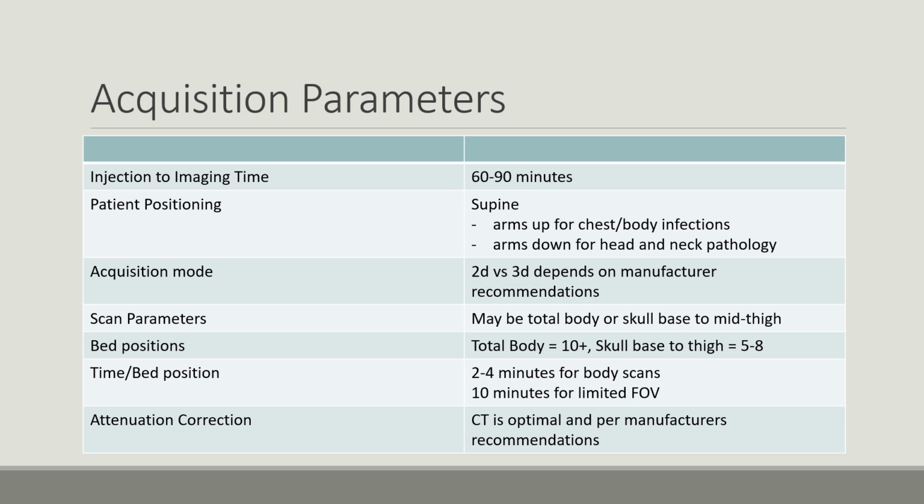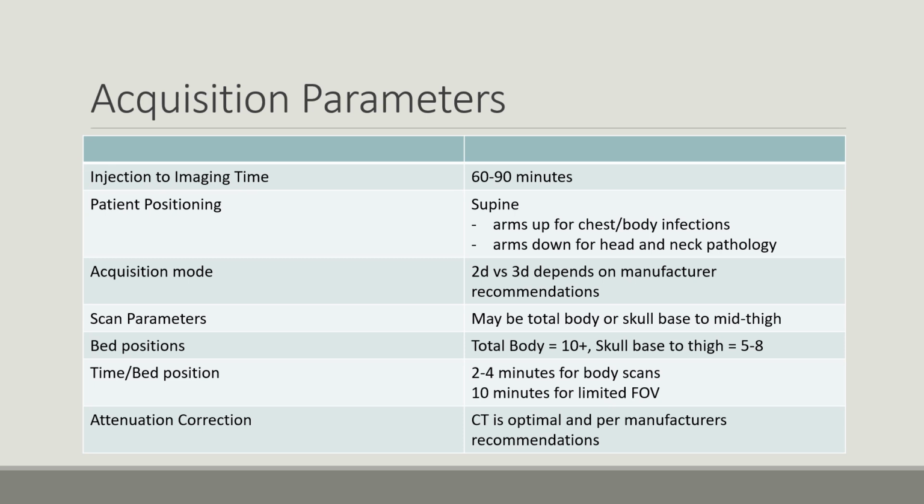But if you have a fever of unknown origin or some other infection that may go to the whole body, then you're going to want to scan the whole body from vertex to the tip of the toes. In that case, you may want the arms down, especially if it's head and neck pathology or there's suspicion in the extremities. Acquisition mode may be 2D or 3D.